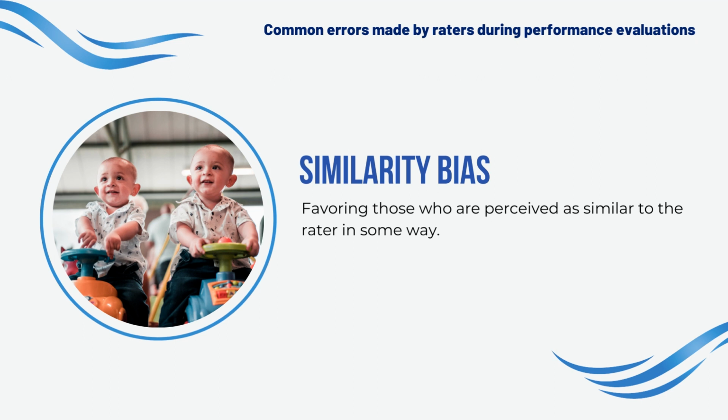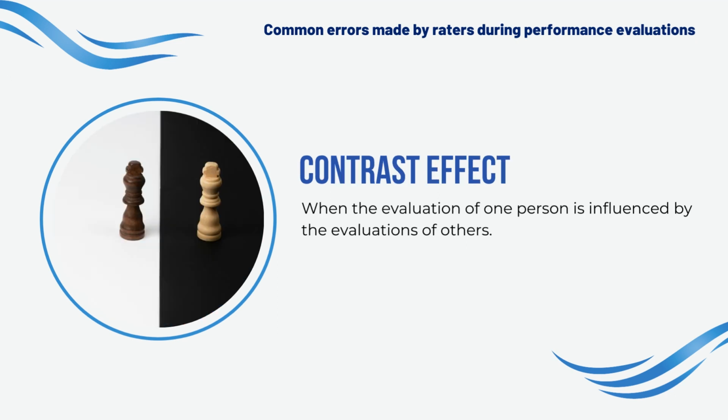So when it comes time for performance reviews, Bill subconsciously favors Jane because of their shared interests, despite the fact that Mike and Jane have similar performance levels. Jane receives an excellent review while Mike's review is merely satisfactory. In this case, Bill's similarity bias has affected his ability to accurately evaluate his team members. Then we have the contrast effect.